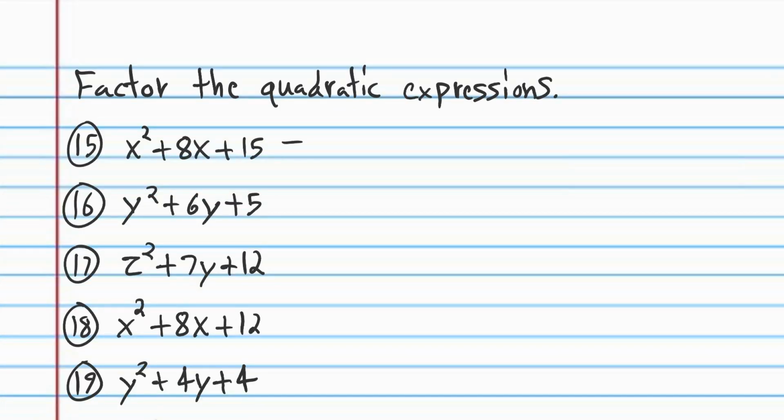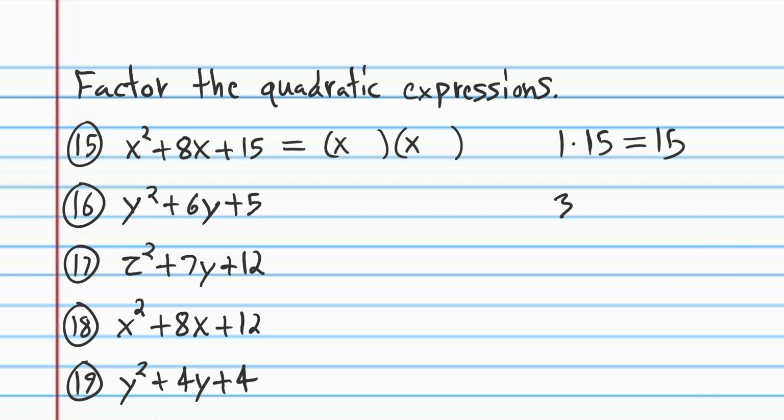So the first step is to write two pairs of parentheses. The second step is to write an x on each pair because we have x squared. And we're going to ask ourselves, what two numbers multiply to 15 and add up to 8? What two numbers multiply to 15 and add up to 8? So we can try 1 times 15. That works because 1 times 15 is 15.